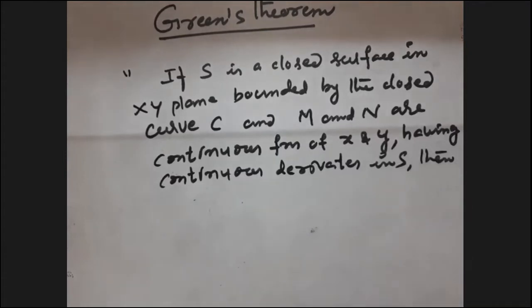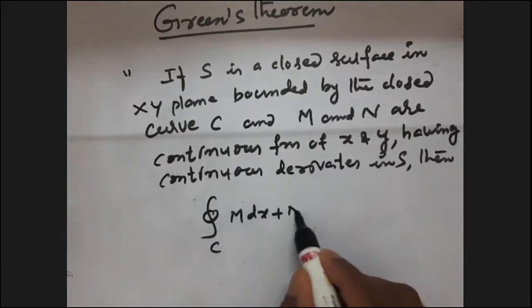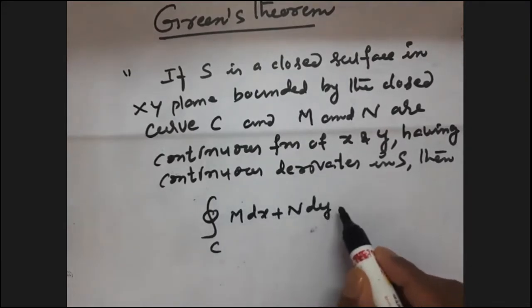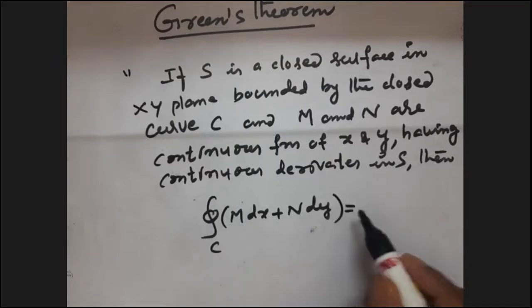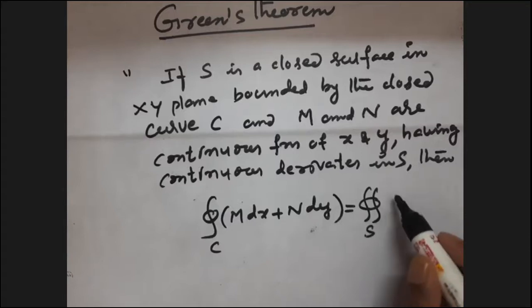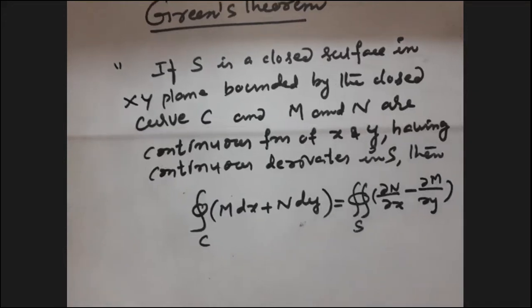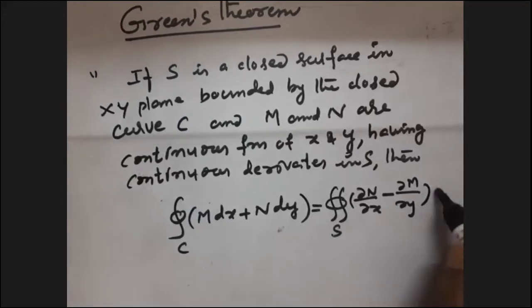then the mathematical expression for Green's theorem is closed integral over C M dx plus N dy is equal to surface integral over S of dou N by dou x minus dou M by dou y dx dy. This is the expression of Green's theorem.